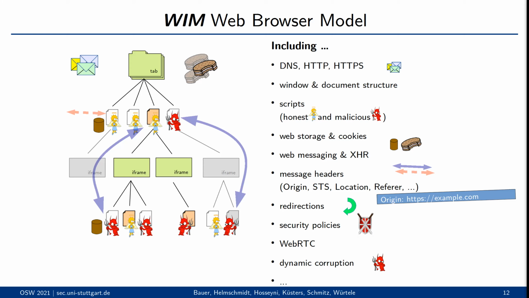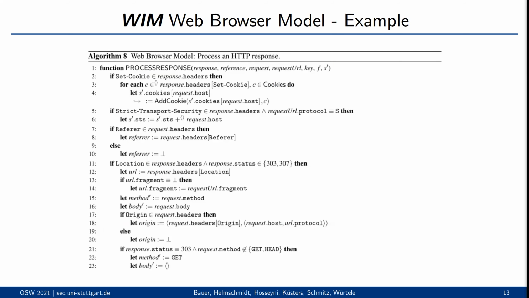And so far, this is more abstract. And maybe you ask yourself, okay, well, but what does the browser model actually look like? And here we have a simple example. I won't go into details of everything, but the goal is to just give you an intuition of what a part of the model looks like in the WIM.